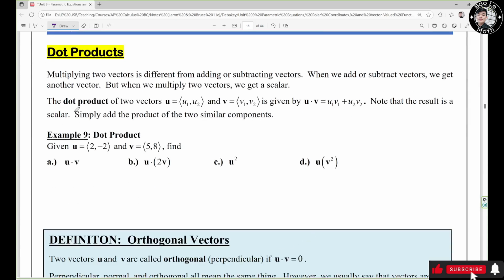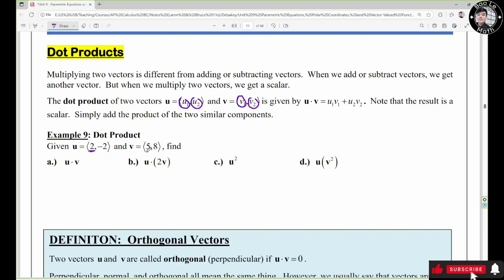Now, next one, we're going to talk about the dot products. The dot product of two vectors u = ⟨u1, u2⟩ and v = ⟨v1, v2⟩ is given by u1 times v1 plus u2 times v2, right? Note that the result should be a scalar. So simply add the product of the similar components, right?